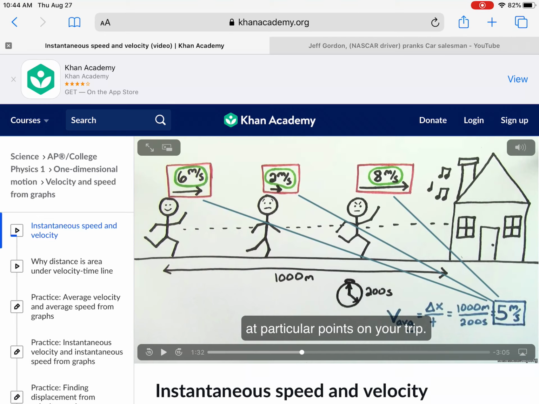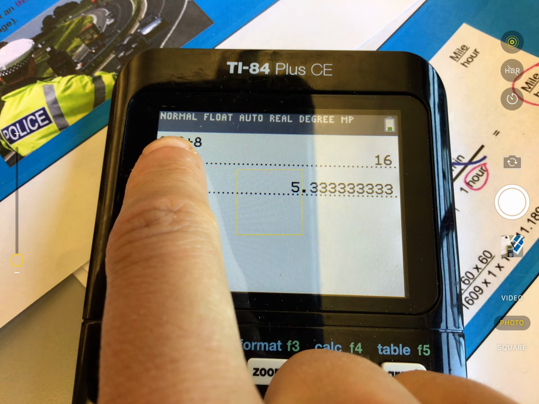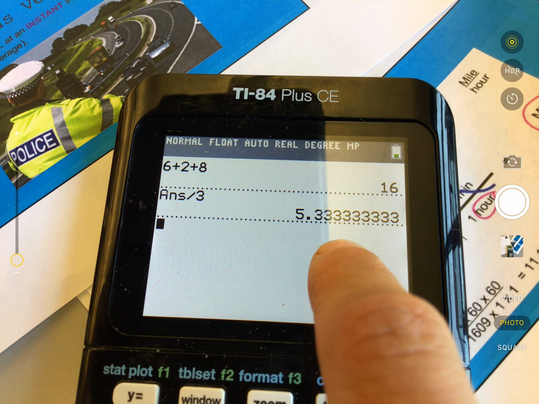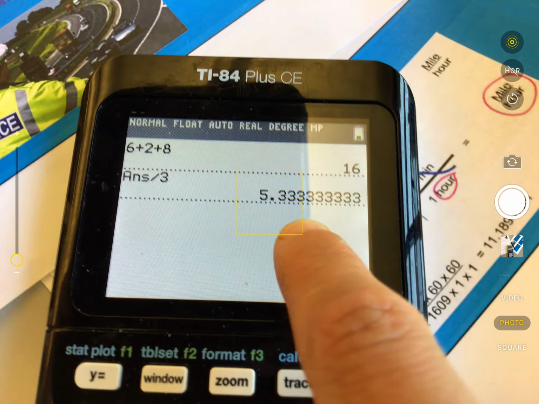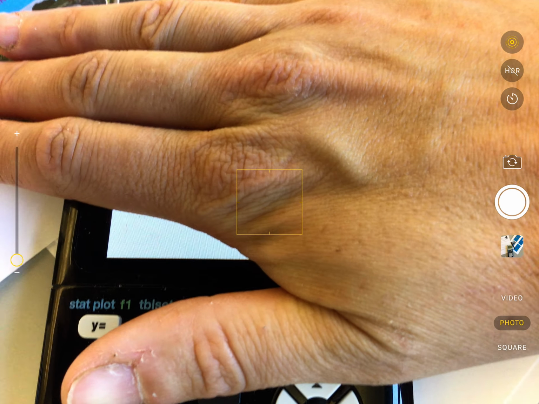Sorry, guys. If we took the 6 and the 2 and the 8 and calculated what the average was over that time, here's a calculator that's working for me. I want to show you here. Calculating the average of those three numbers is not exactly 5. It's a little above. What I've done here is not how we calculate average velocity in physics.